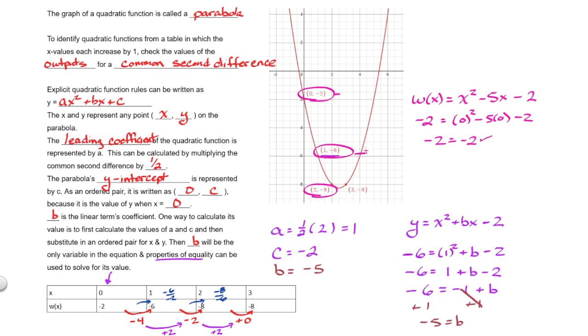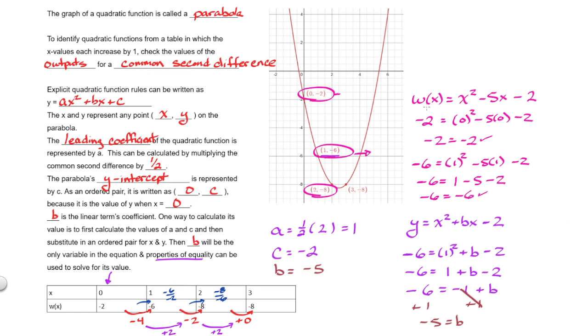Now I'll check this point, and so when the output is -6, my input is 1. I get -6 is equal to 1 minus 5 minus 2. -6 is equal to, there's a -4. -4 minus 2 more is -6. So it's looking good so far.